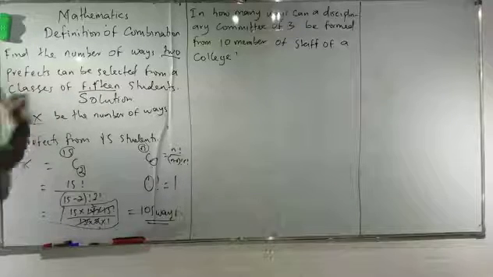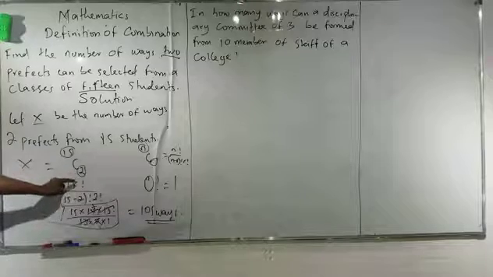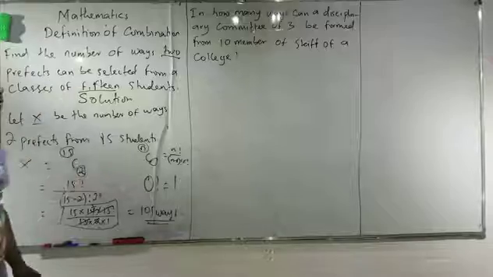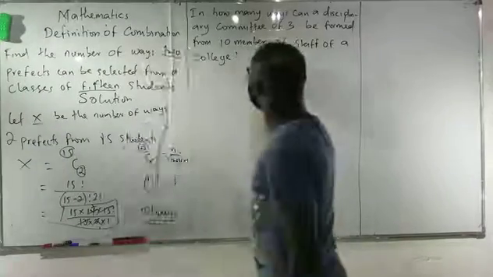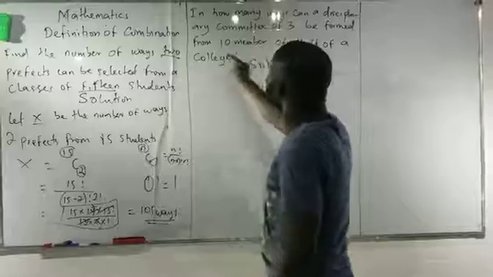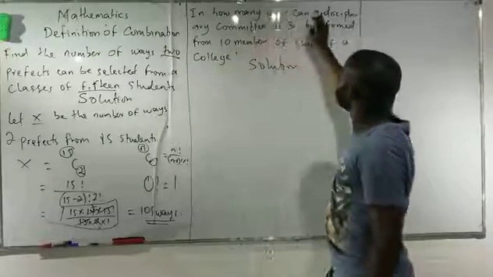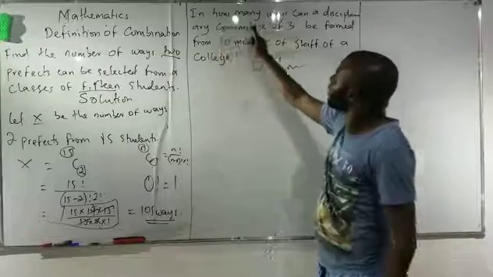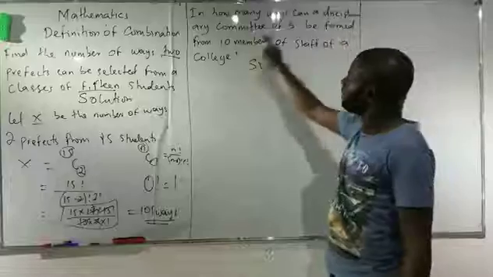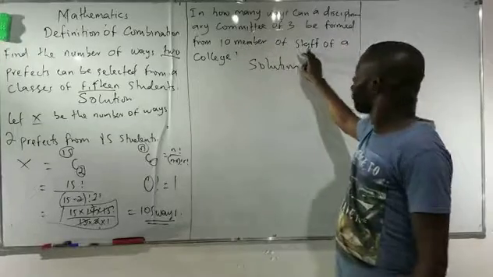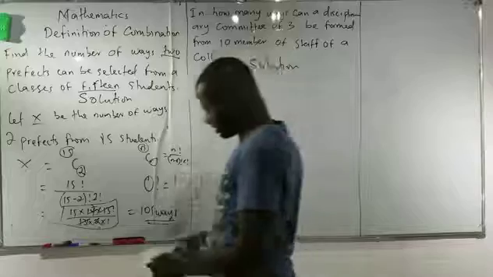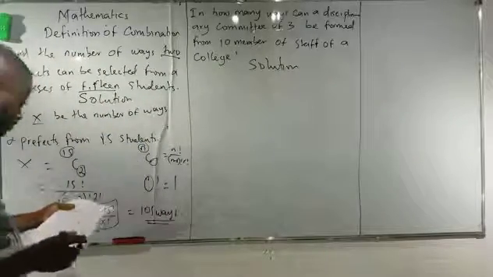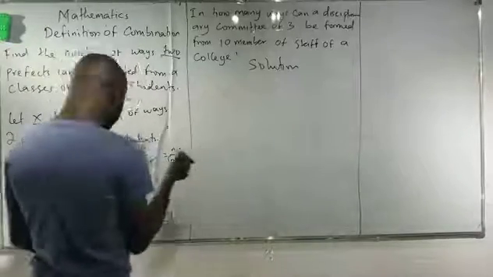When you see the word selection, you think towards combination, which gives the number of selections. Now I have this one: in how many ways can a disciplinary committee of 3 be formed from 10 members of staff of the college? This is another part that we need to know.